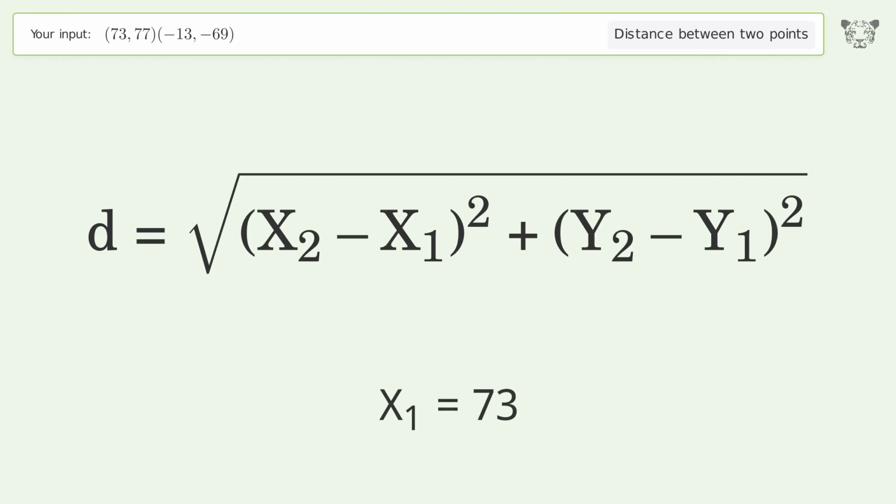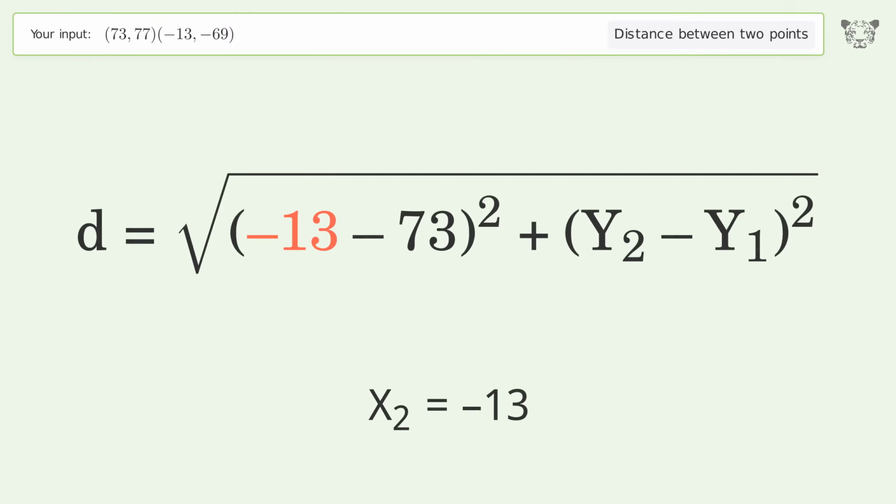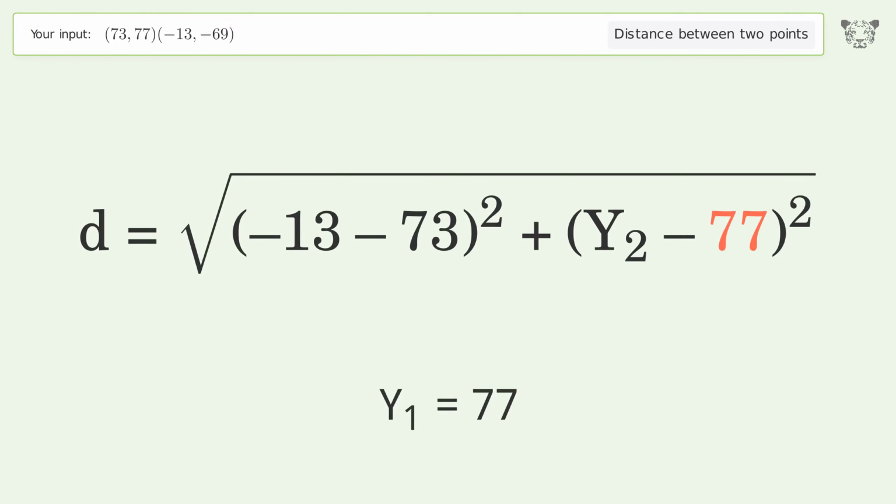x1 equals 73. x2 equals negative 13. y1 equals 77. y2 equals negative 69.